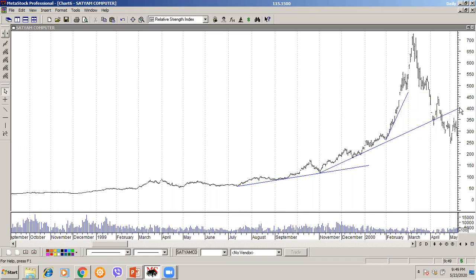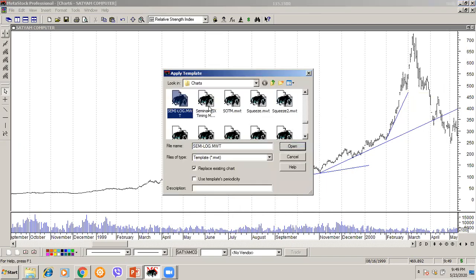So this is an arithmetic scale chart. A 6 rupee move when it is 60 is not the same as a 6 rupee move when it is 500. When I change it to semi-log, this particular problem vanishes.